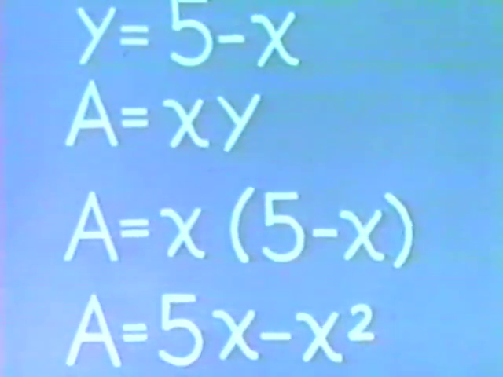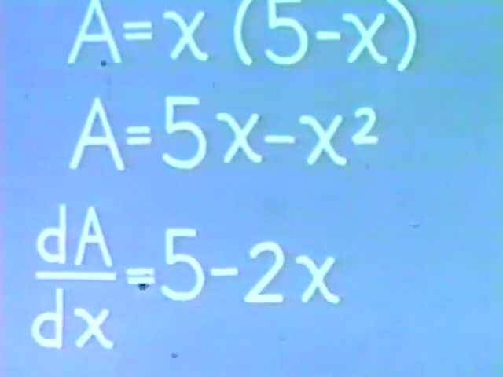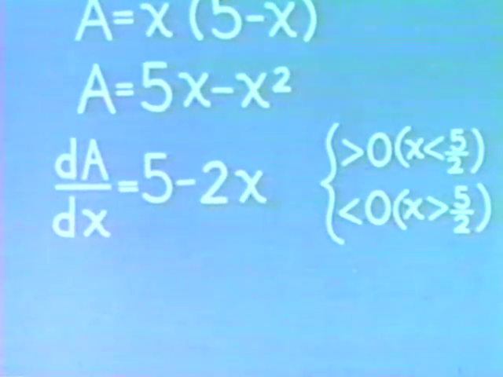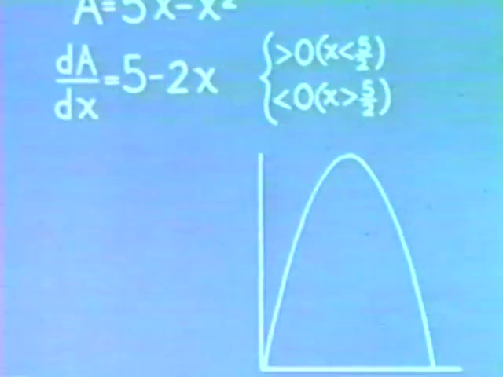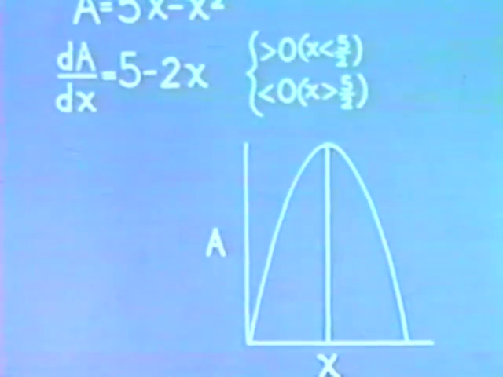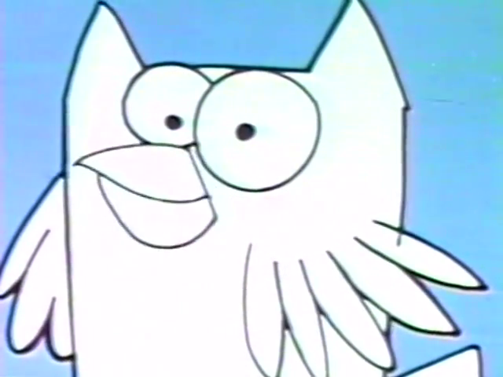Well, you can differentiate that. Sure. And I see this derivative's positive for x less than 5/2, negative for x greater. The area as a function of x looks like this. Maximum at x equal 5/2. It's a square. Well, naturally.